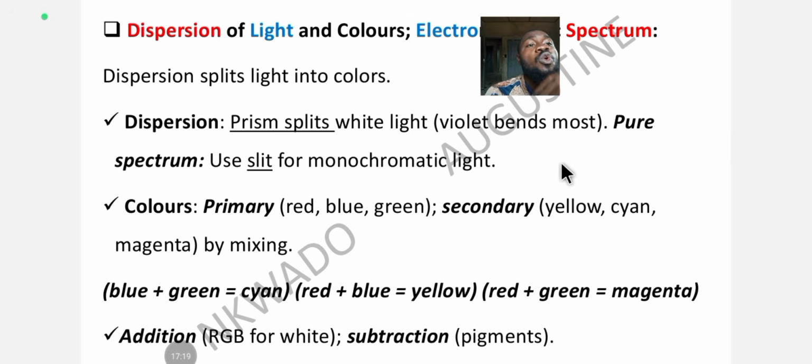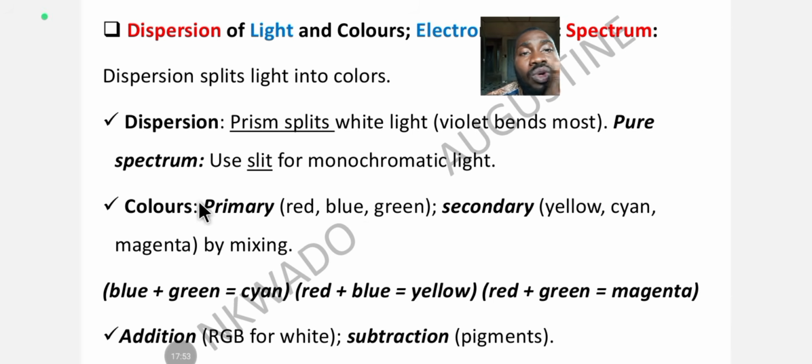So when you are separating a pure spectrum light, use a slit for monochromatic light. It is a slit that you are going to use to separate a pure spectrum monochromatic light. And what is monochromatic light? A monochromatic light is a light that has just a single component, such as laser light. Just one single component. It's not like white light, all right?